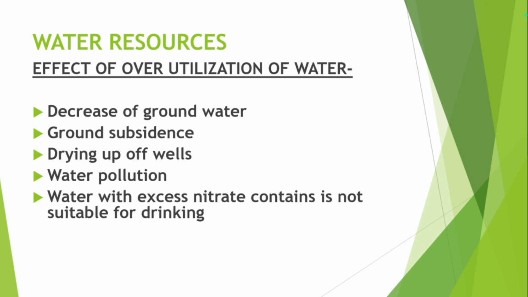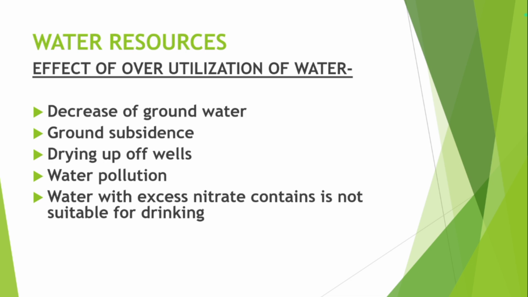Decrease of groundwater. If we misuse the water, then there will be a decrease in the groundwater. Ground subsidence. If there will be a decrease in groundwater, it will surely cause the ground subsidence. Drying up of wells. I hope students you know that if there will be no groundwater, the wells will not get water to be filled off. So that's why it will also dry up all the wells.